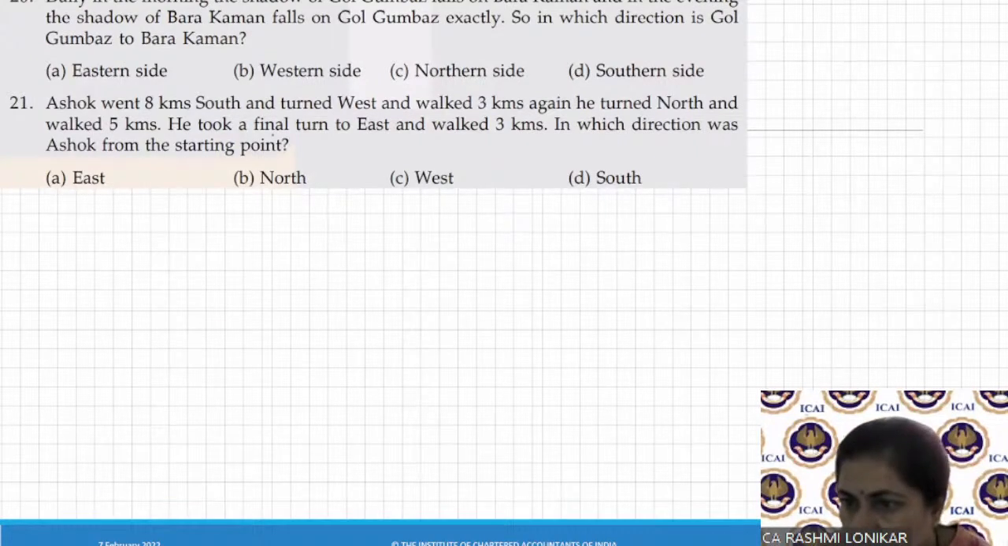Now this is a very important question. Daily in the morning, the shadow of Gol Gumbaz.